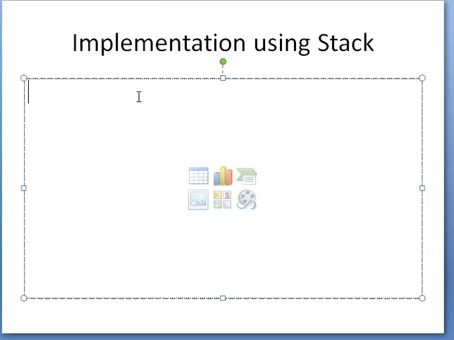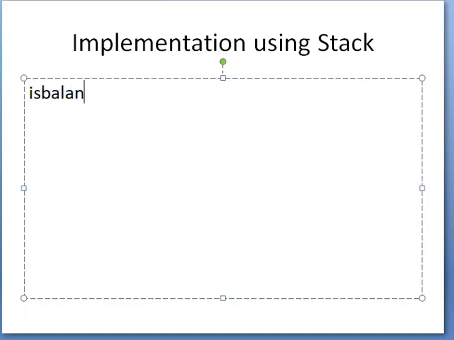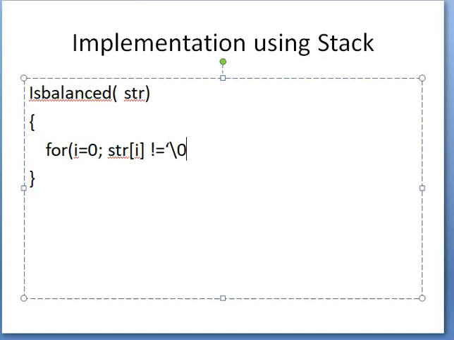So let us write the algorithm for parenthesis matching. isBalanced. As input, we are going to receive a string for which we want to match the parentheses. In this code, we are going to run a for loop for i equal to 0, and up till when? Till the point str[i] is not equal to null. That means we don't come to the end of the string. For each character in the string, we are going to repeat this logic.